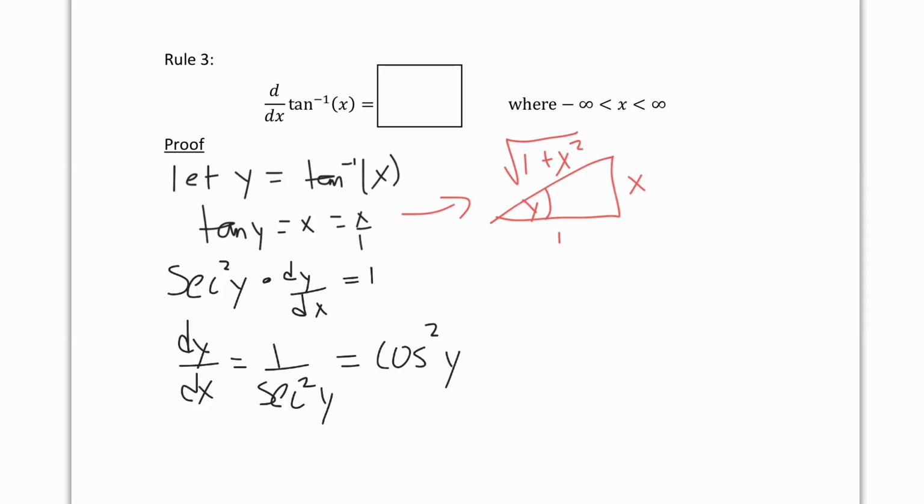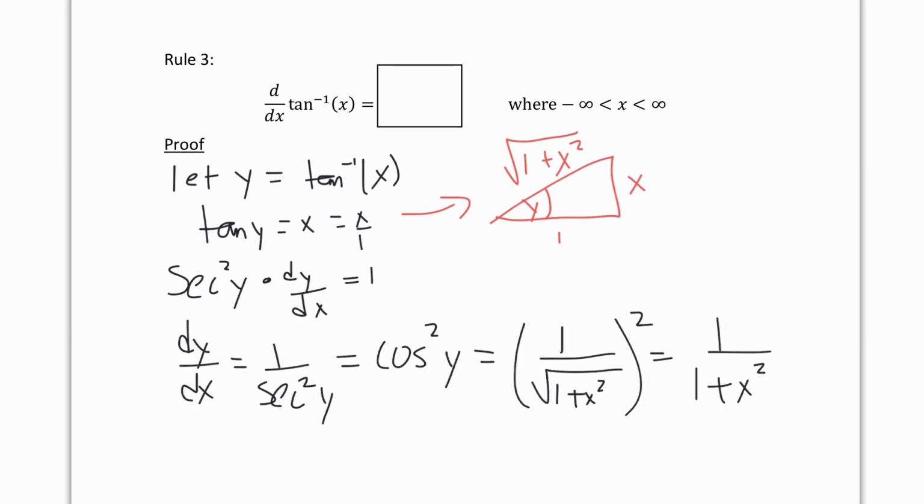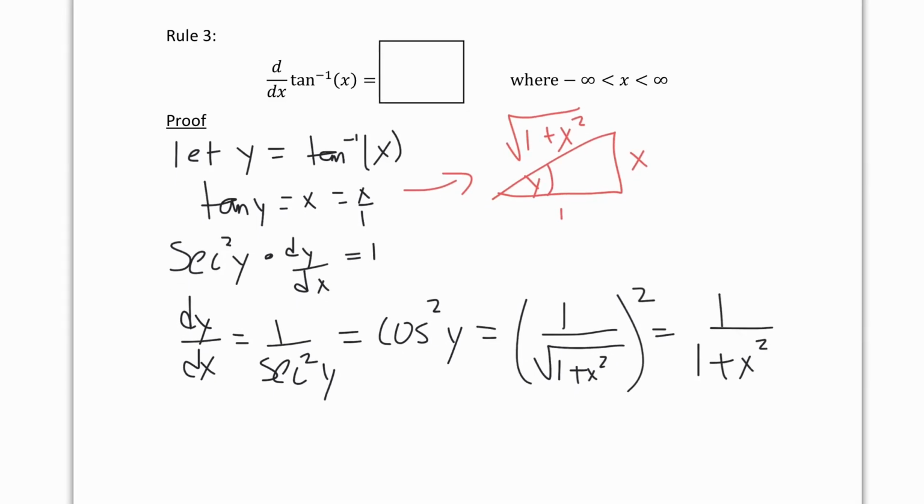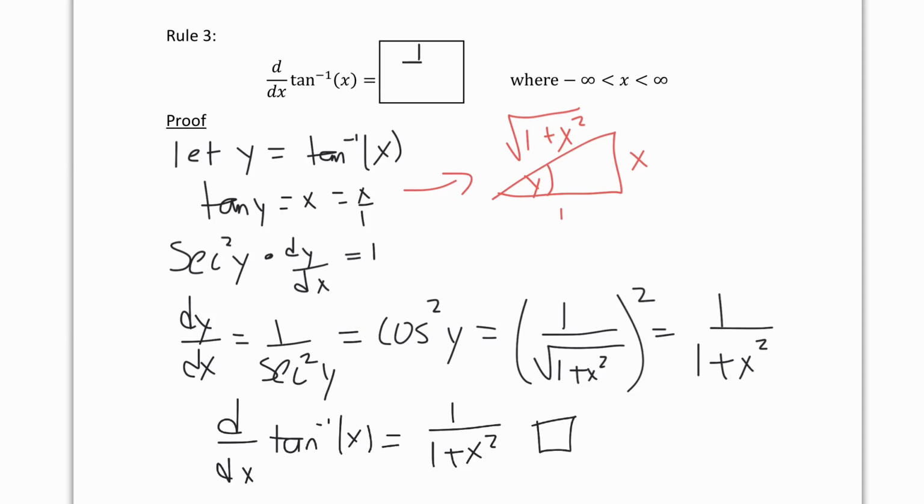Well, looking at our triangle, cos is adjacent over hypotenuse. So this is going to be adjacent over hypotenuse, 1 over the square root of 1 plus x squared, all squared, or 1 over 1 plus x squared. And so it turns out that the derivative of tan inverse of x is 1 over 1 plus x squared. Again, perhaps a surprising result for you. The derivative is 1 over 1 plus x squared.